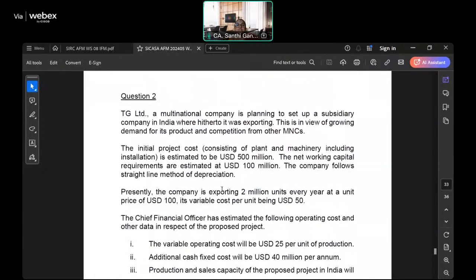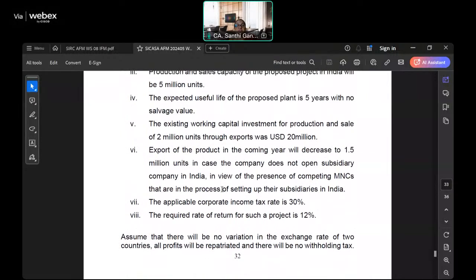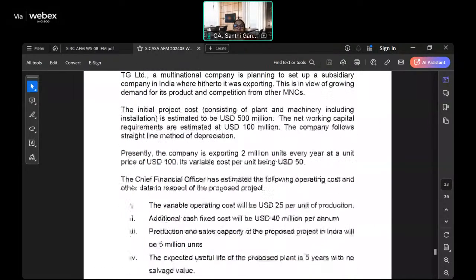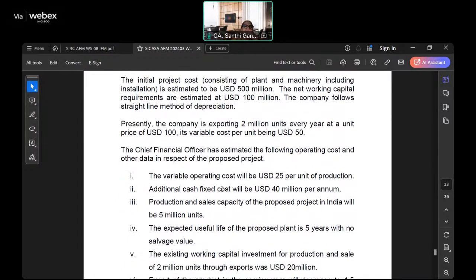Assume that there is no variation in the exchange rate of the two countries. All profits will be repatriated and there will be no withholding tax. These are the assumptions. TG Limited, a multinational company, is planning to set up a subsidiary company in India where hitherto it was exporting. So till now, it was only exporting from its country to India. But now they want to set up a subsidiary in India itself. This is in view of growing demand for its product and competition from other MNCs.